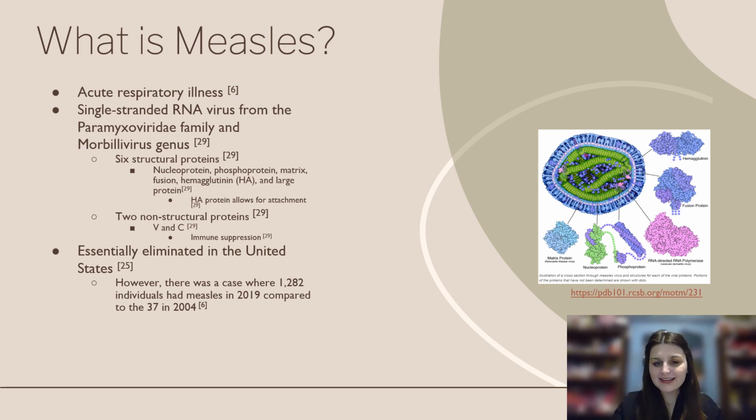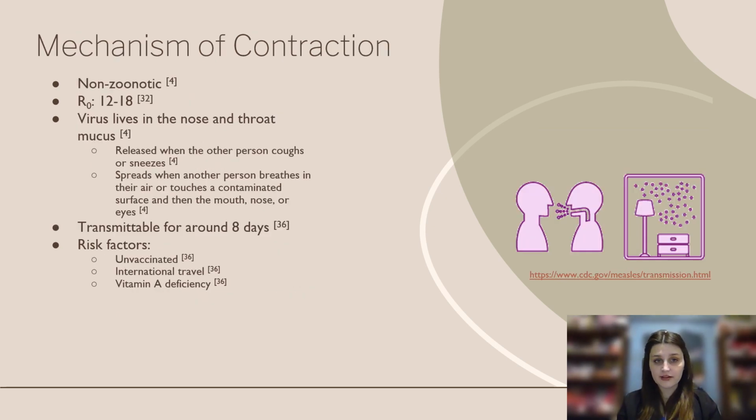So while it has essentially been eliminated in the United States since 2000, it has risen slightly from 37 cases in 2004 to 1,282 cases in 2019. This is due to a large number of factors that will be touched on a little bit later in this video. Measles is non-zoonotic. Essentially, it can only be passed between human hosts.